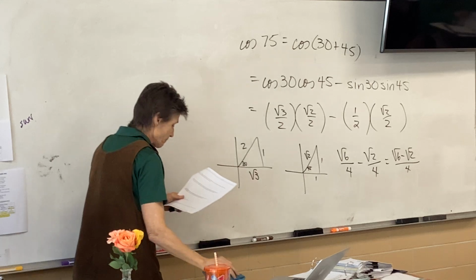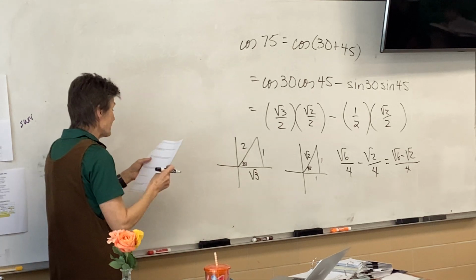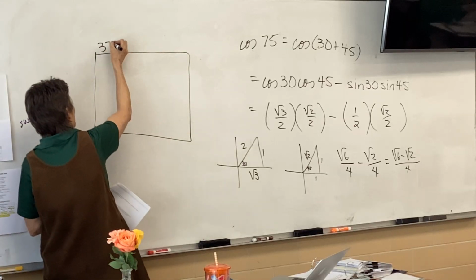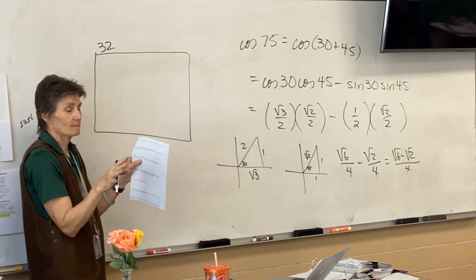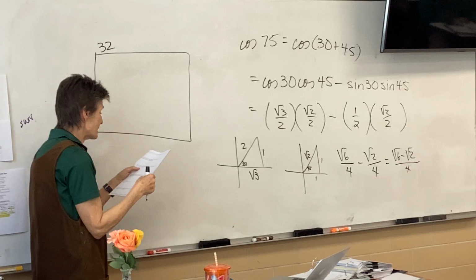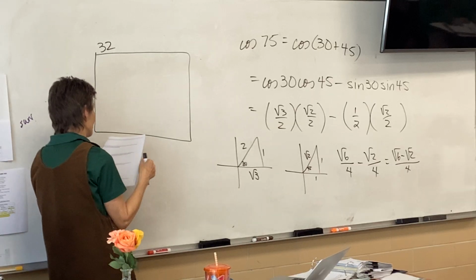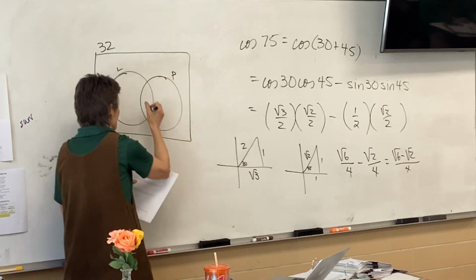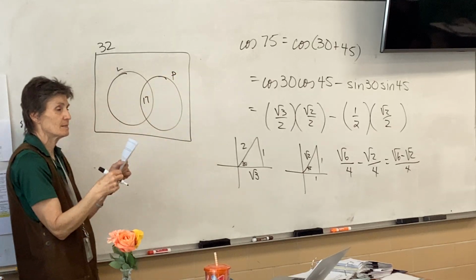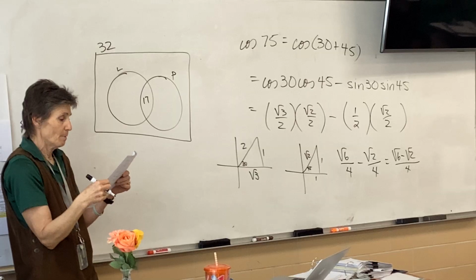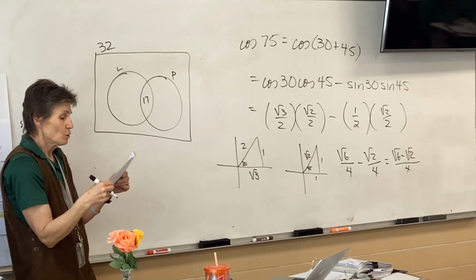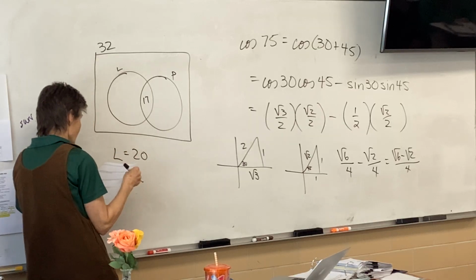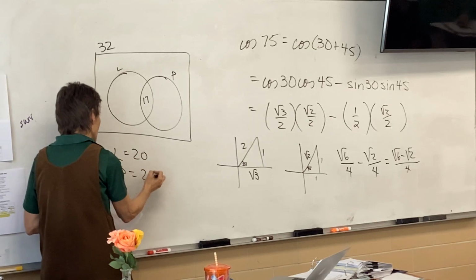Problem 16: there are 32 students in a math class. So here is my box of 32 kids. 17 of them love both logarithms and polynomials. So there are 17 kids that love both. 20 love logs, and 22 love polynomials.